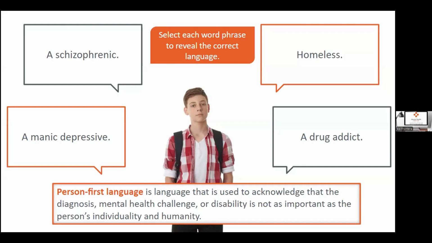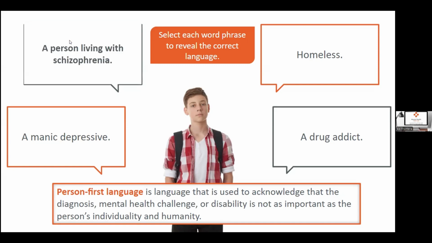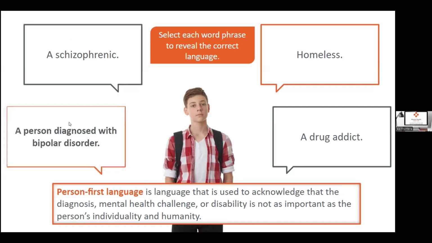Mental health first aiders use person-first language. Select each box to reveal the correct language. Say a person living with schizophrenia instead of a schizophrenic. Say a person diagnosed with bipolar disorder instead of a manic depressive.